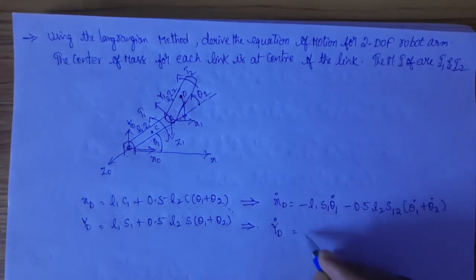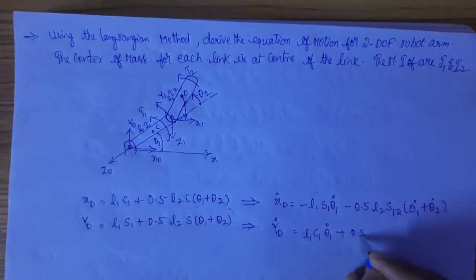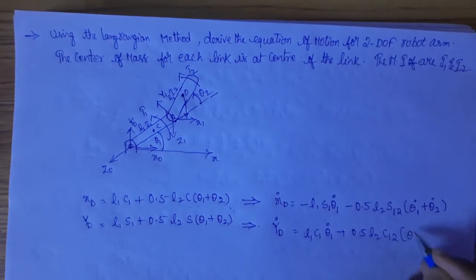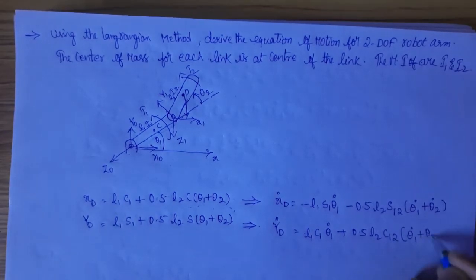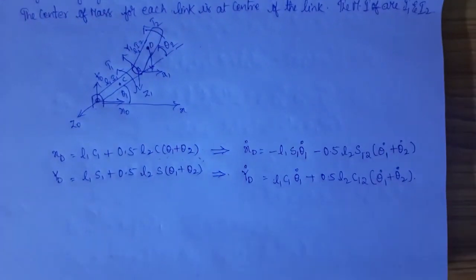Similarly, the time derivative of the y coordinate is y dot D equals L1 cos theta 1 theta dot 1 plus 0.5 L2 cos(theta 1 + theta 2) times (theta dot 1 plus theta dot 2). So these are the coordinates of x and y and their time derivatives.